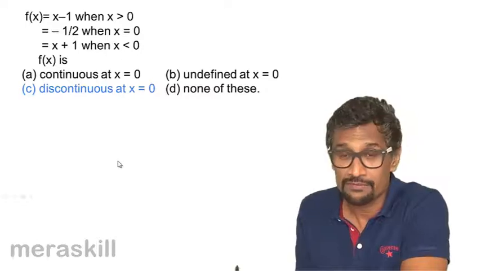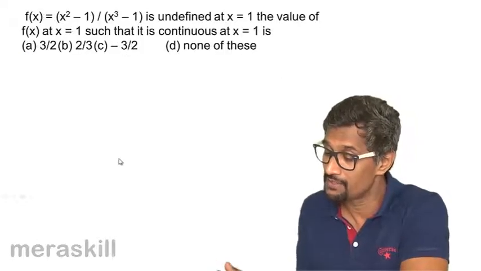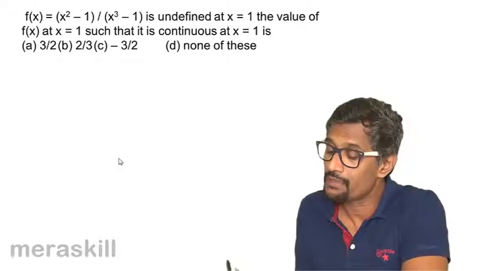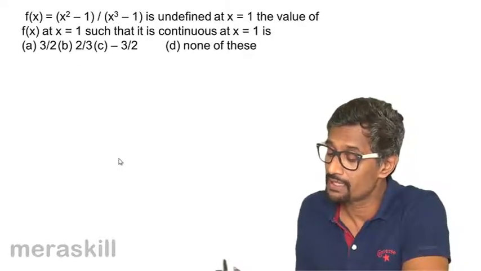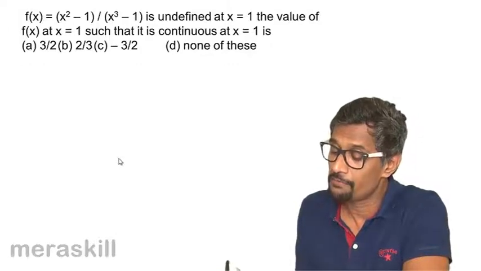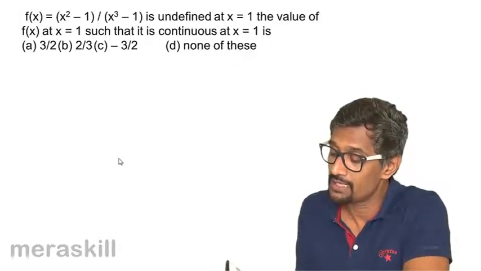Furthermore, we have a situation. f of x is equal to x squared minus 1 divided by x cubed minus 1, which is undefined at x equal to 1. The value of f of x at x equal to 1 such that it is continuous at x equal to 1 is?